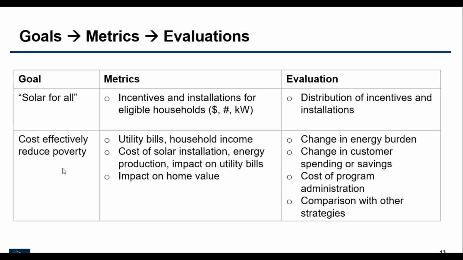Who's getting them? If your goal is a little more detailed or complicated, such as to cost effectively reduce poverty, then you're going to need to know the utility bills of your participants, their income, how much it costs to do the solar installation, how much their savings are, what kind of impact it has on their bills, whether your rooftop solar system is increasing home value. Once you have all of that information, you can answer a lot more questions. You can also potentially compare your low-income solar program with other strategies like energy efficiency or other kinds of anti-poverty programs.